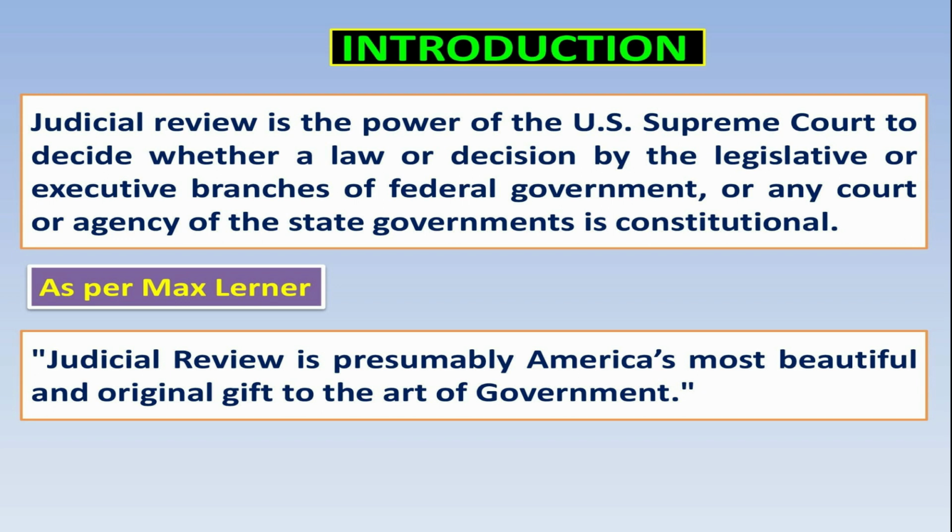If we talk about judicial review with respect to the American Constitution, then we can say that judicial review is the power of the US Supreme Court to decide whether a law or decision by the legislative or executive branches of the federal government, or any court or any agency of the state government, is constitutional. This is a part of the checks and balances that the three branches of the federal government use in order to limit each other and ensure a balance of power.